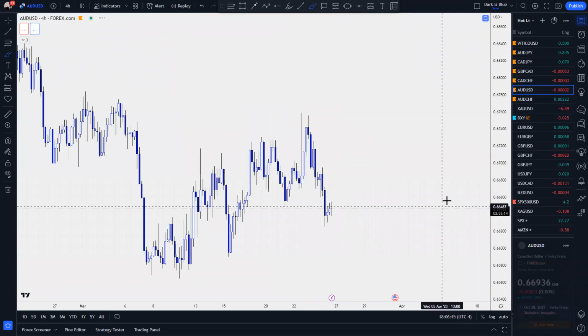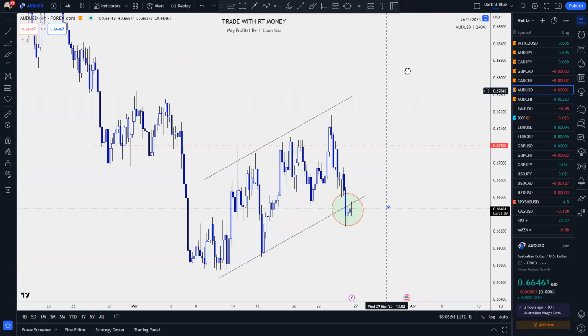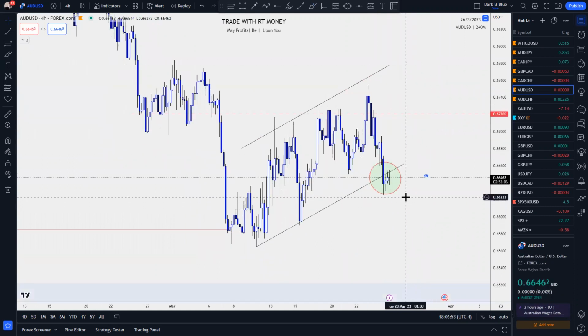We're going down to the Aussie US dollar. Again, this is a commodity pair against a safe haven, and I believe the US dollar will outperform the Aussie dollar, but it may start towards the middle of the week.